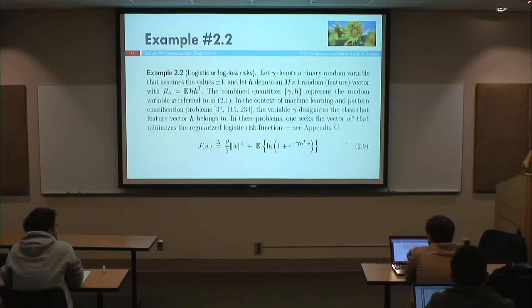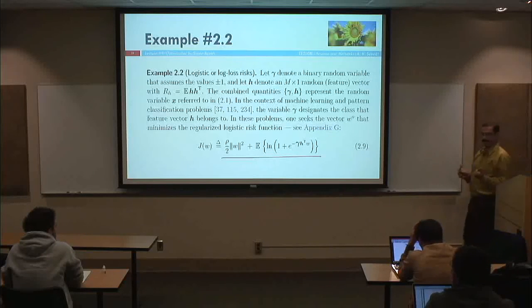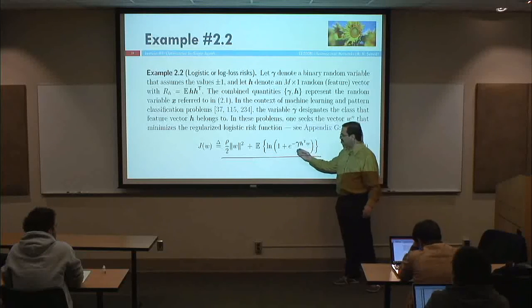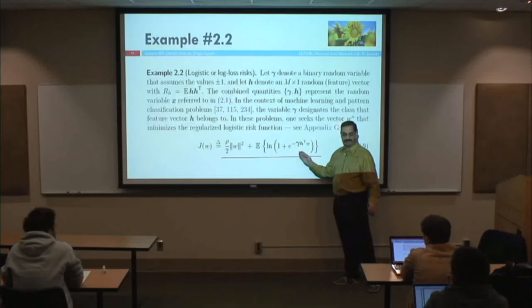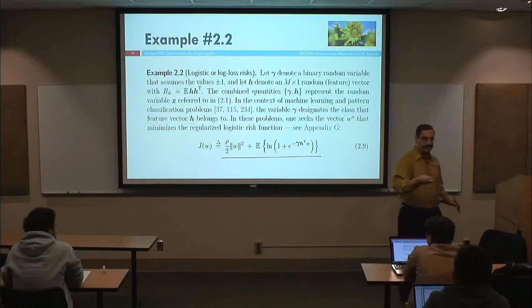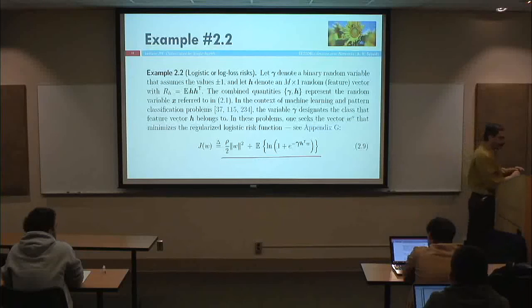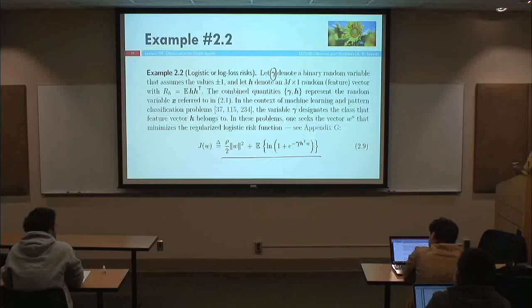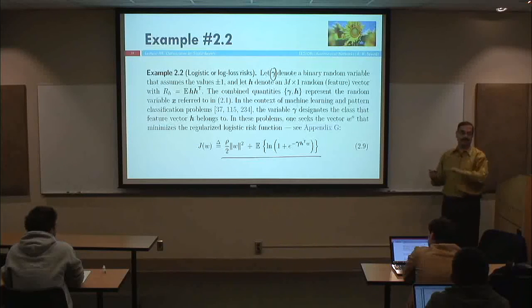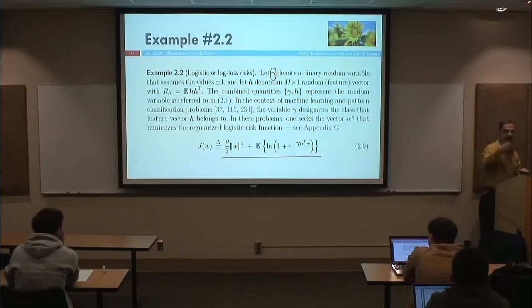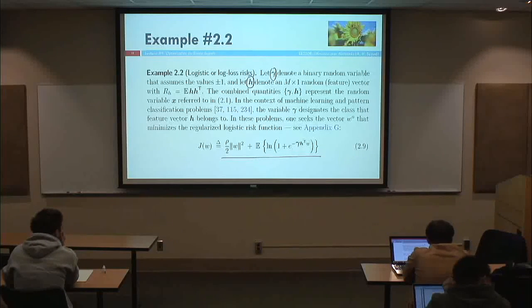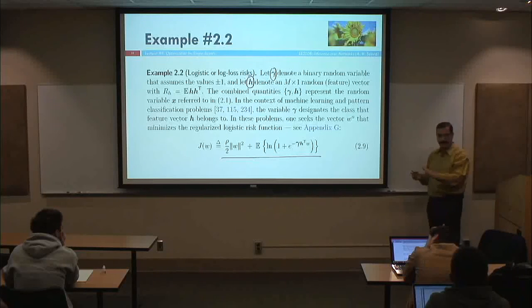Let's look at another example, the logistic risk. Here it is. Remember, I had a lecture before where I explained how this cost function, this second term here, comes up in the context of logistic regression. So what was that problem? Over there, I have a collection of random variables gamma. This random variable assumes values plus or minus 1 with a certain probability, P and 1 minus P. And I have regression vectors or feature vectors h. That's the terminology now for h.